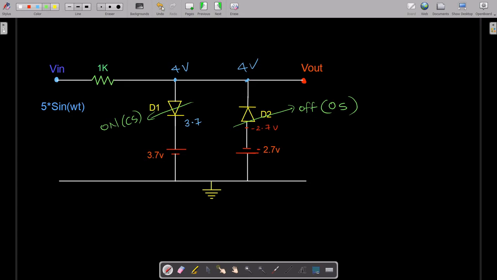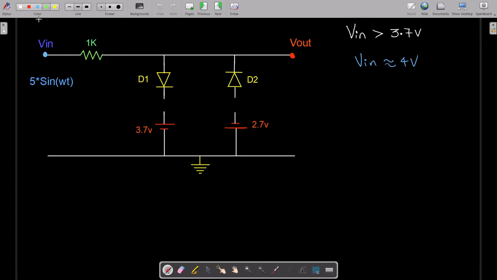Let me erase everything because I will consider the same diagram to analyze each and everything, okay. So yeah, this is what we saw for V in greater than 3.7 volts. This particular diode will act as a closed switch. Let me just draw this particular diagram. Yeah, it will act as a closed switch and this will act as an open switch.